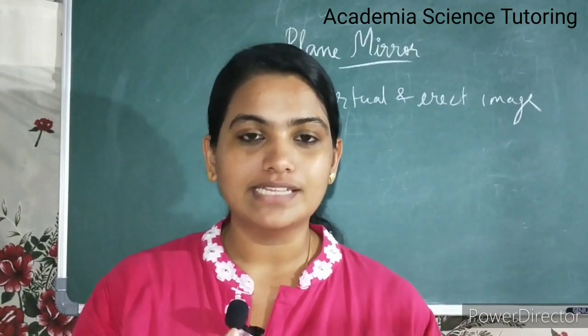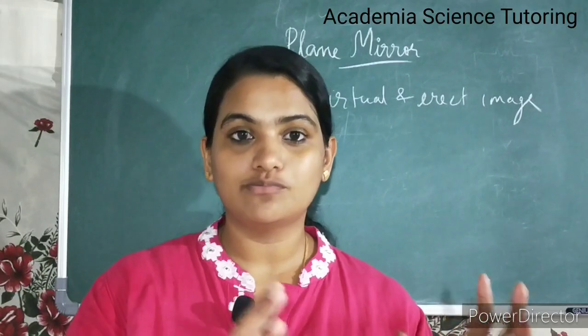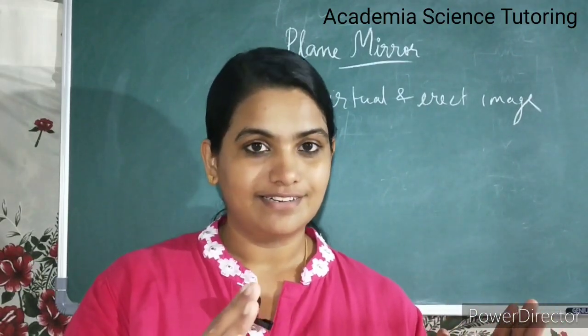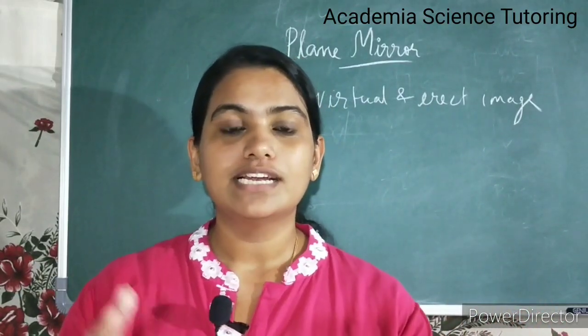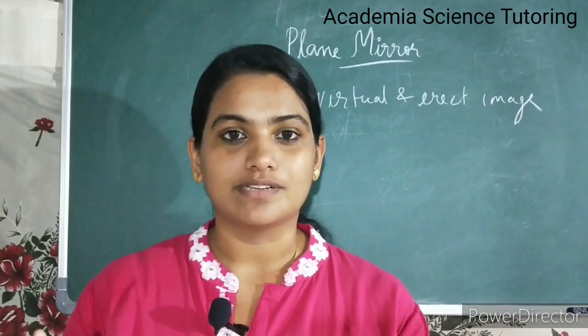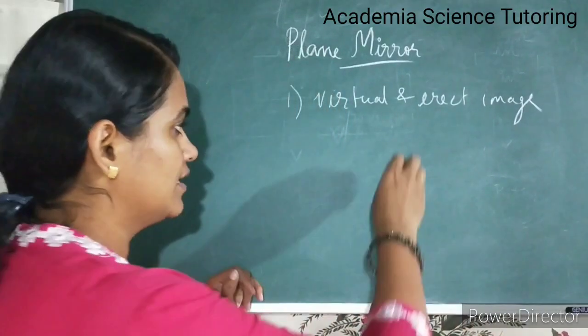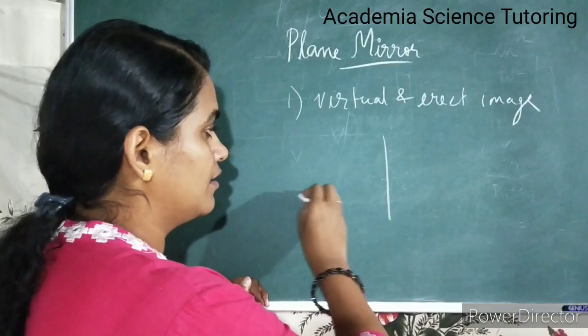The next property is that the distance of the object from the mirror will be equal to the distance of the image from the mirror. Okay, suppose here we have a plane mirror.